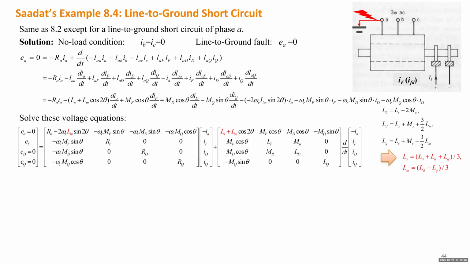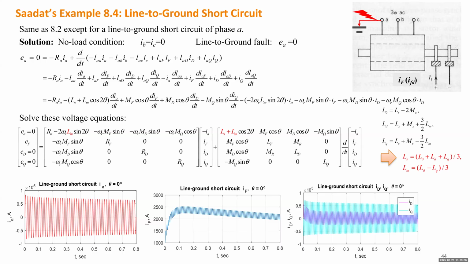What are Ls and Lm? Ls is the constant part of LAA, the self-inductance of winding A, and Lm is the varying part, the one multiplying cosine 2 theta. So by using L0, LD, LQ, we can solve those 2 L values. Then we can start integration of the equation, so we can calculate the instantaneous current, the instantaneous field current, and also the damper current.